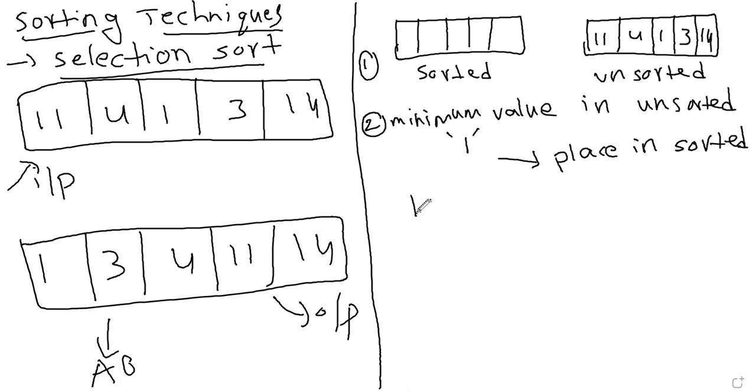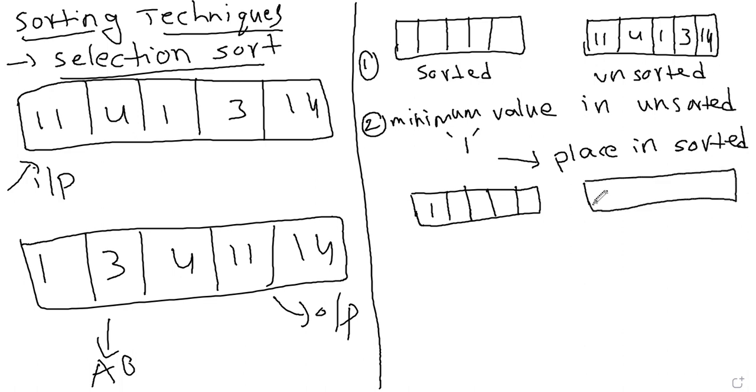So now in the sorted array, what are the elements we have? 1. I have placed 1 in the sorted array. I have identified the minimum value and I placed that value in the sorted array. So now how many elements are here? I am having 11, 4, 3 and 14 because one element is in the sorted array. So now repeat the same step 2.